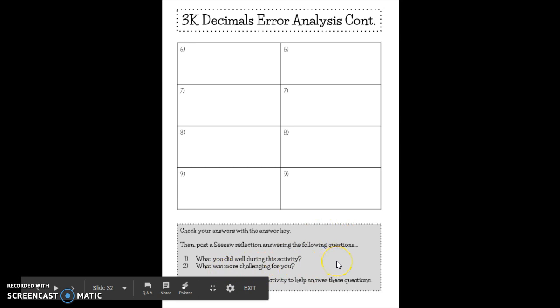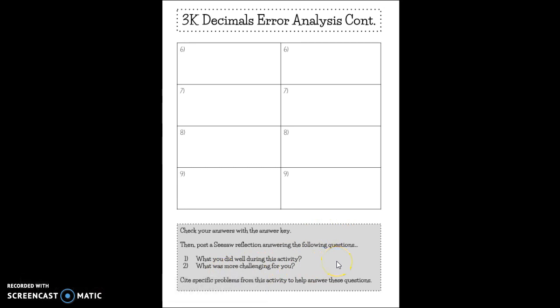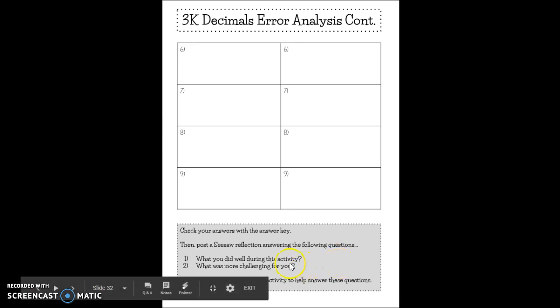This doesn't necessarily mean you got it wrong or that you didn't know, but what was a little bit harder to tell? Some of these errors are a little bit harder to pick out than others. So tell me what was more challenging for you. And be specific. Tell me what problem number and a little bit about it. And again, with that seesaw reflection, you can choose to do this in any way you'd like, as long as you're answering those 2 questions specifically.